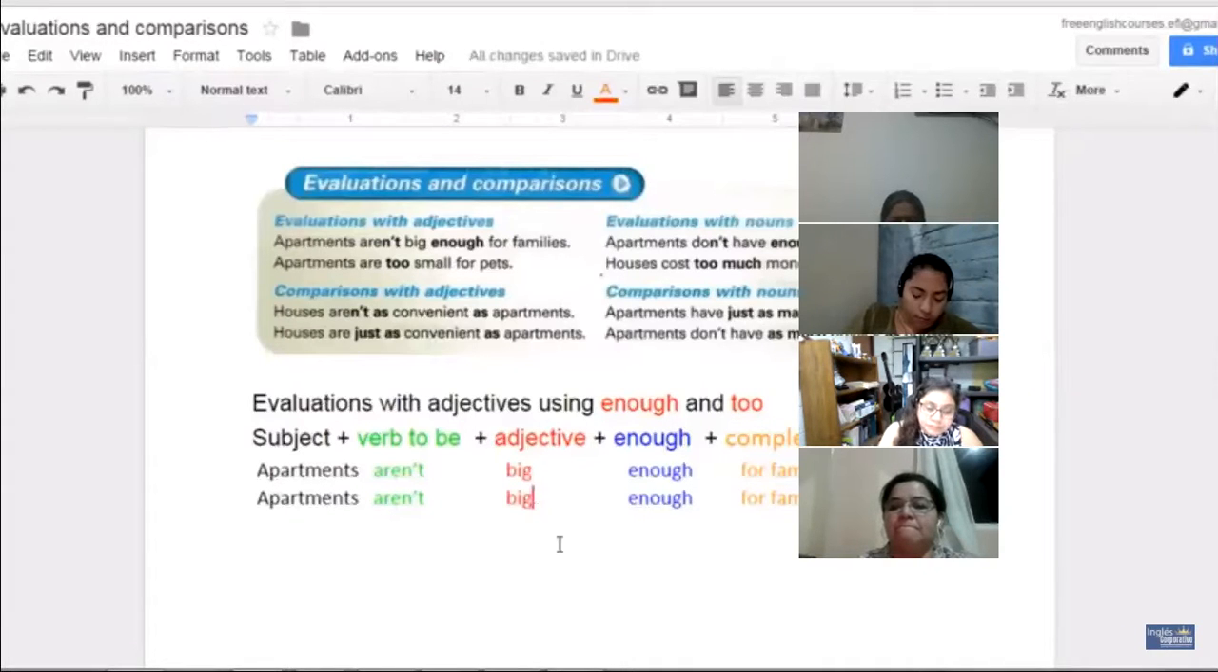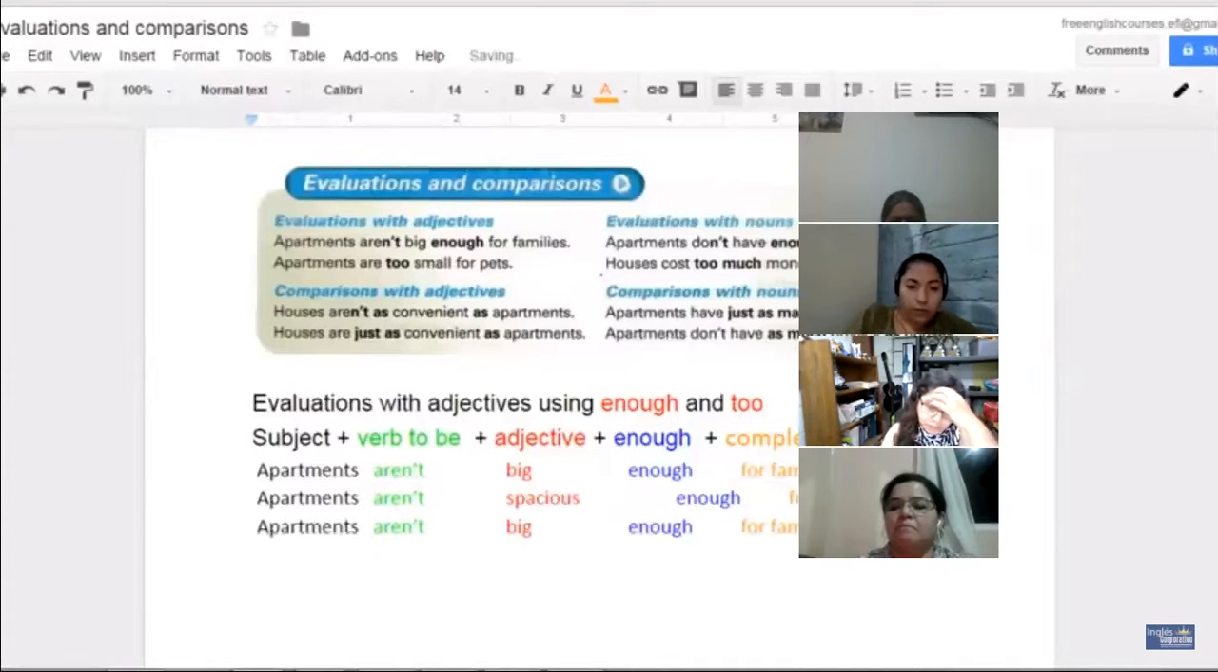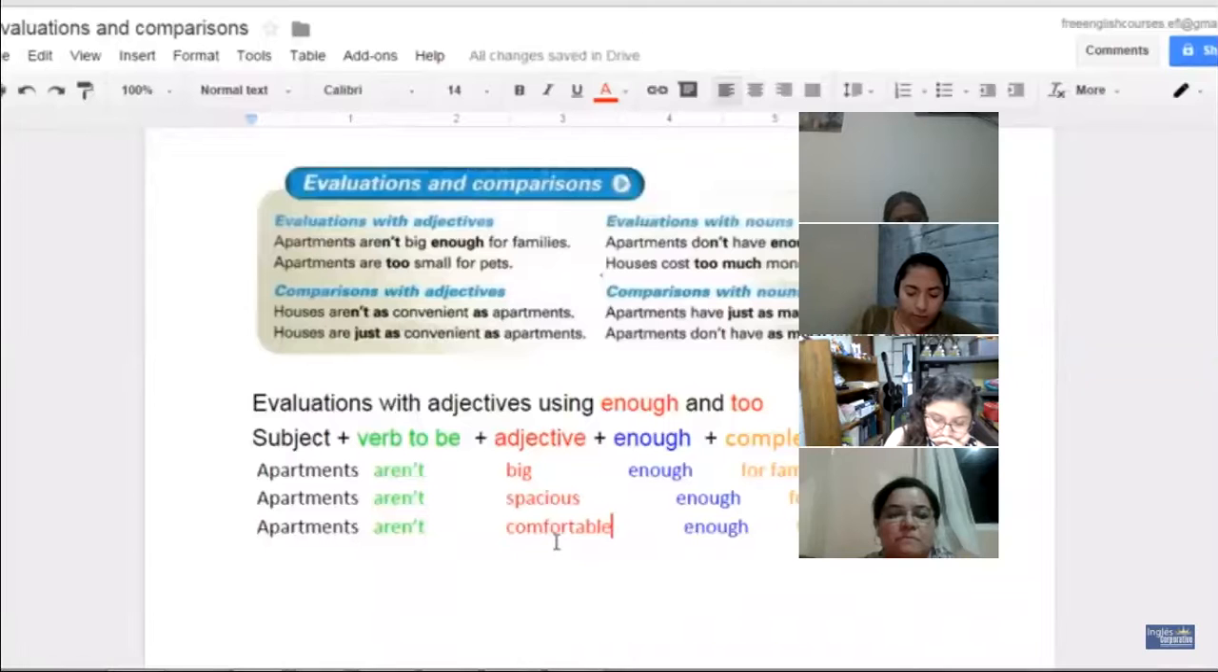So we can say the following. Apartments aren't, and so I'm going to change the adjective here. So I'm going to say aren't spacious enough for families, okay? And let's do one more. We can also say that apartments aren't, and I'm going to change the adjective now. I'm going to say apartments aren't comfortable enough for families.